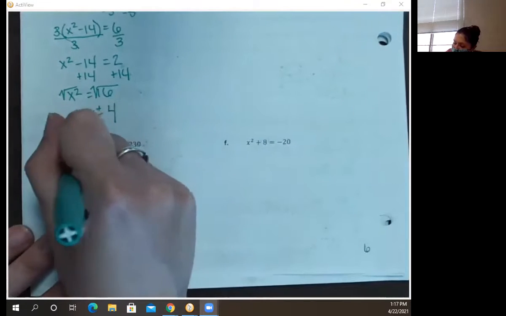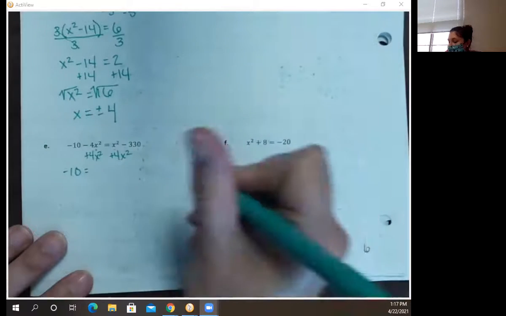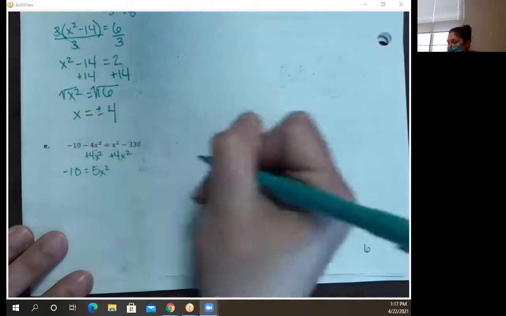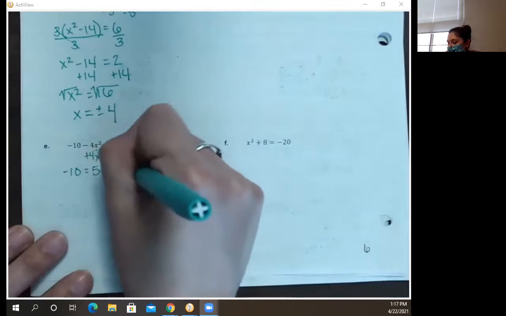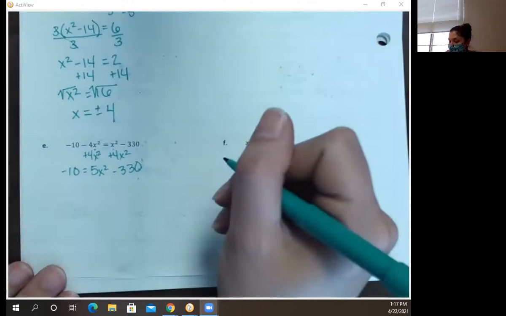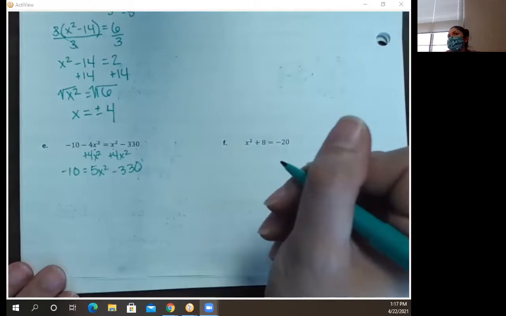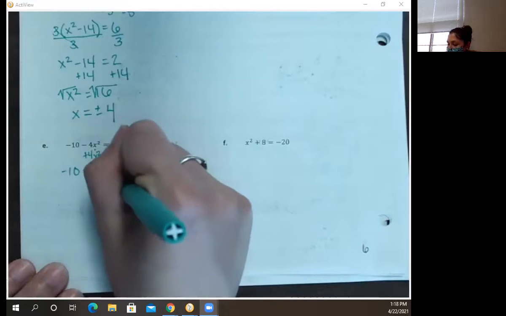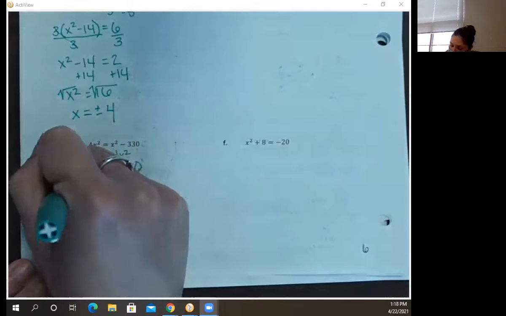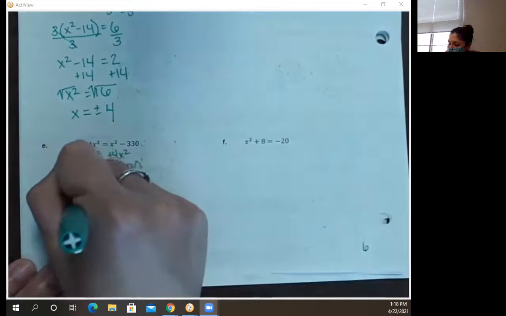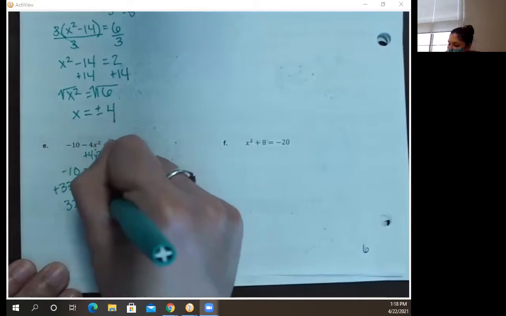So this would give me negative 10 equals x squared plus 4x squared would be 5x squared minus 330. Now what do we want to do? I want to get the x squared by itself. Yeah, I would move the 330 over. So this would give me 320 equals 5x squared.